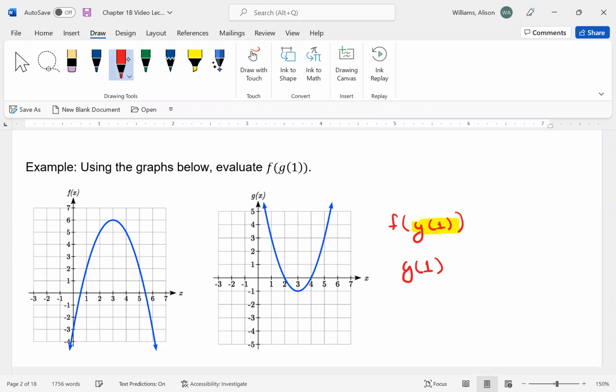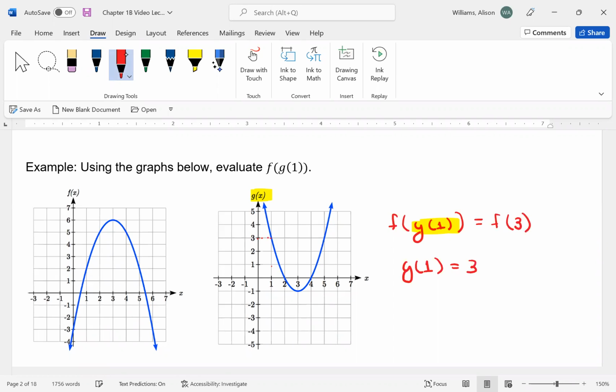That means I'm going to look at the second graph, the g of x graph, this one, and I'm going to figure out when x equals 1, that's right here, this thing is 3. So when we have 1, we get out 3. The x value is 3. Cool. So now I'm going to take 3 and I'm going to plug that into f.